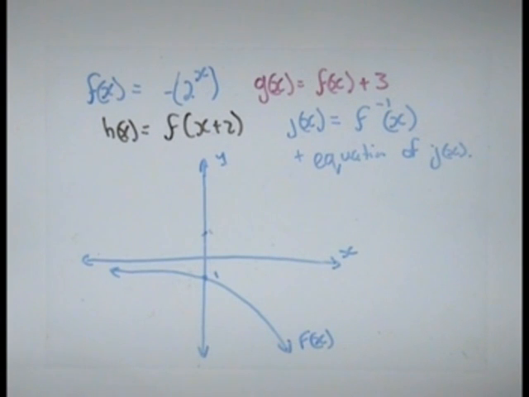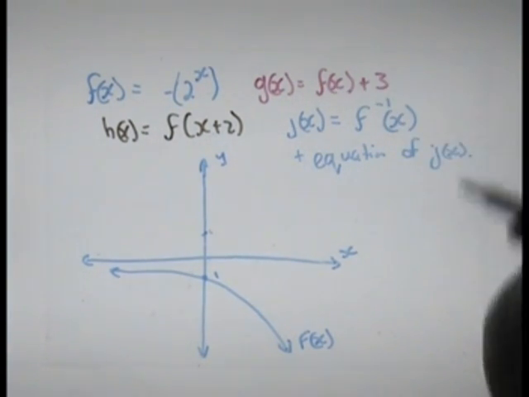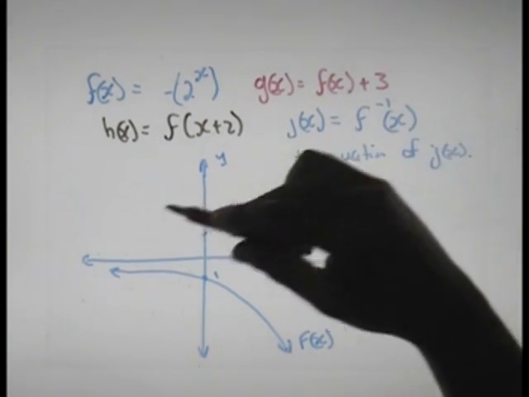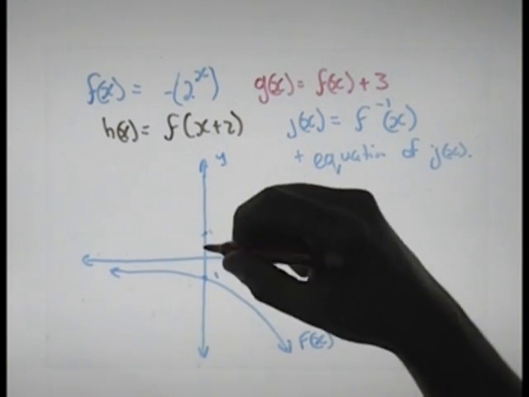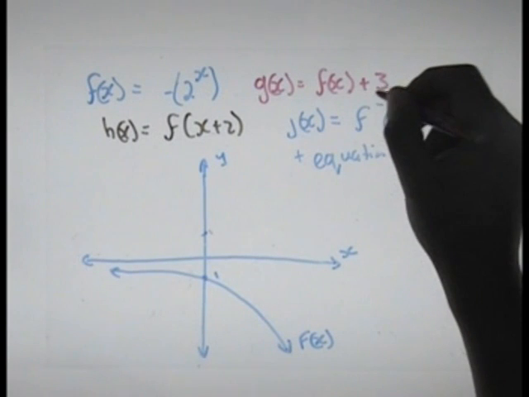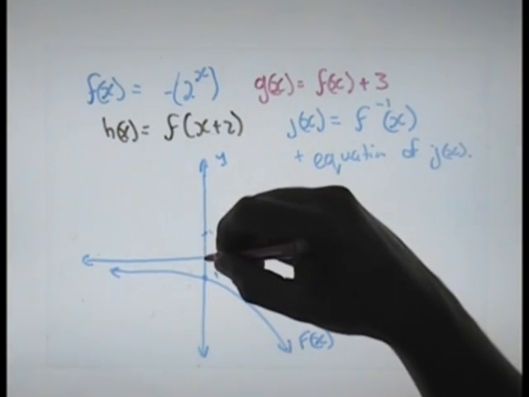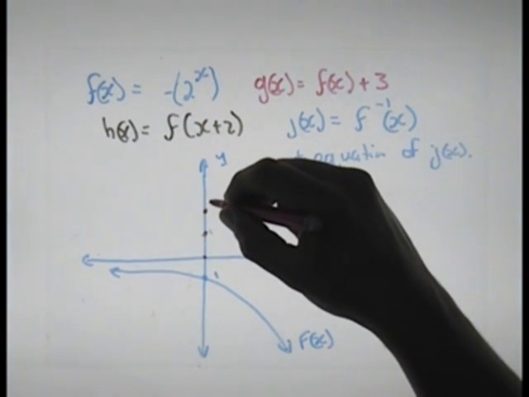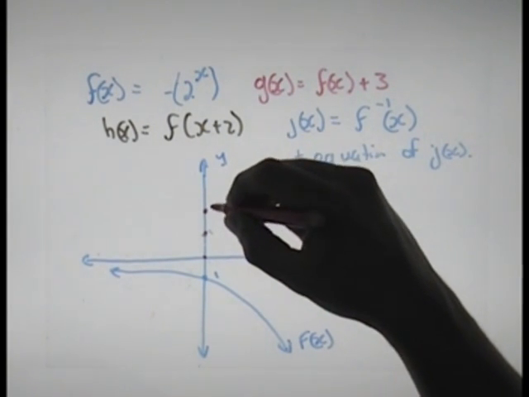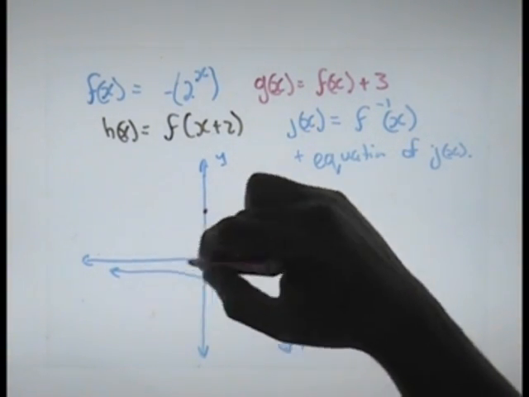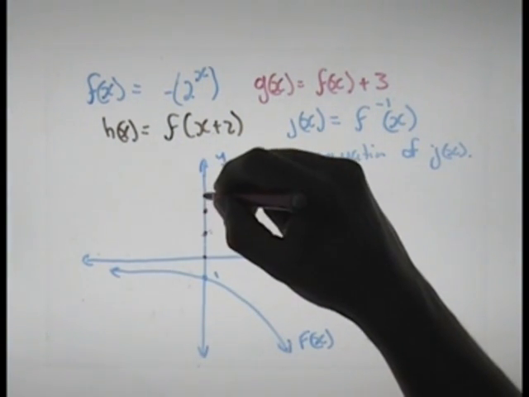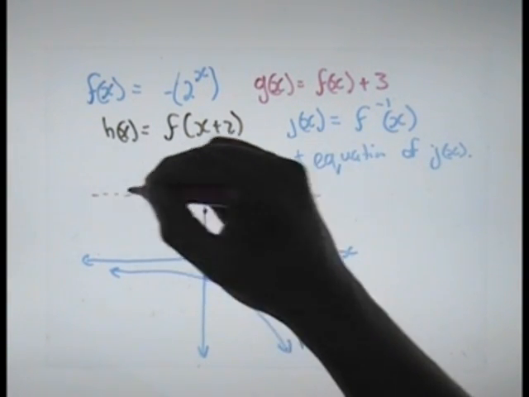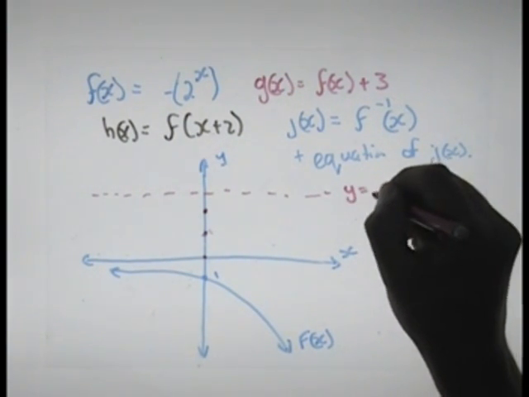The next graph we're looking at is g of x is equal to f of x plus 3. All that's happened with g of x is we've taken our f of x graph, which is over here, and we've shifted it 3 units upward. 1, 2, 3 units, which means that it will cut through y is equal to 2, and our asymptote, which was at y is equal to 0, will now occur at y is equal to 3. And that's the asymptote, y is equal to 3.